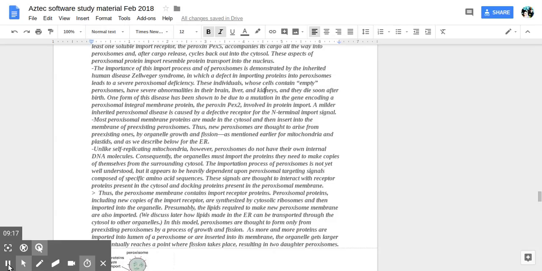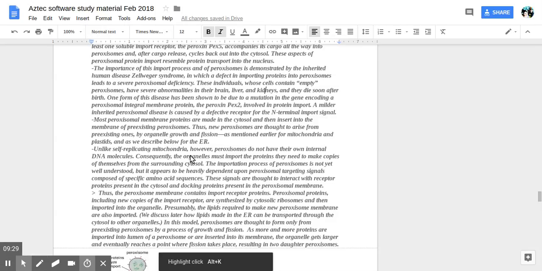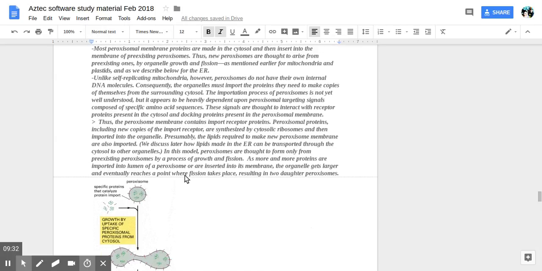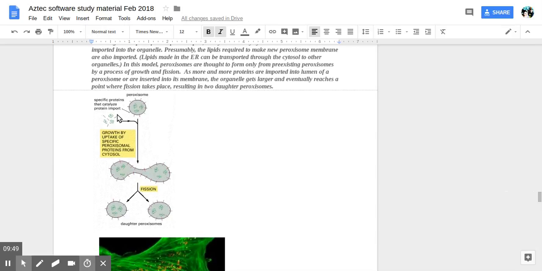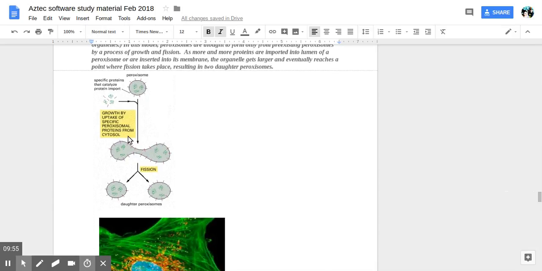Peroxisomes are thought to form from pre-existing peroxisomes by a process of growth and fission. As more and more proteins are imported into the lumen of a peroxisome or inserted into its membrane, the organelle gets larger and eventually reaches a point where fission takes place, resulting in two daughter peroxisomes. So peroxisome-specific proteins catalyzing protein import, shown here, and uptake of proteins from the cytosol yields a daughter peroxisome.